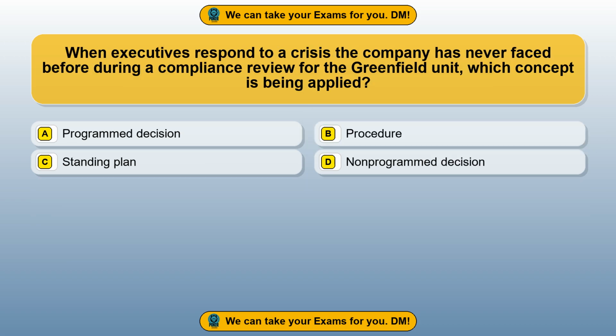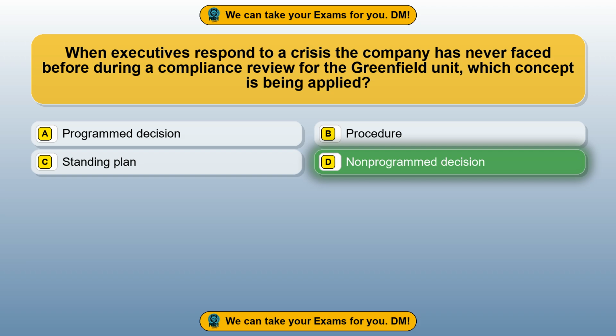Question 71. When executives respond to a crisis the company has never faced before during a compliance review for the greenfield unit, which concept is being applied? Option A, program decision. Option B, procedure. Option C, standing plan. Option D, non-program decision. The correct answer is option D, non-program decision.